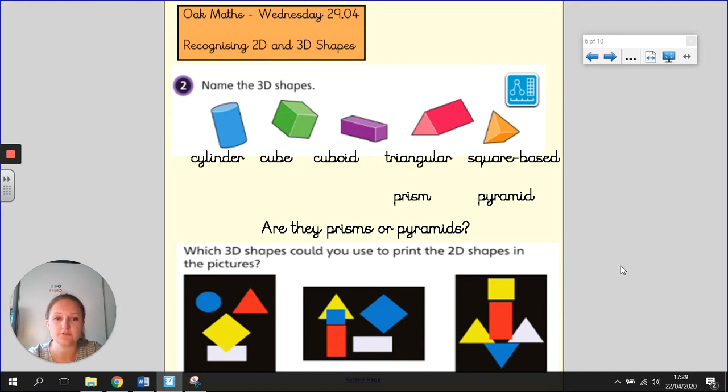Which 3D shapes could you use to print the 2D shapes in the pictures? So let's use the example of this one here. I need a circle, a triangle. What shape would you call this? Look on its side. Use your word mat to help you. Which of these shapes could I use to print these pictures? And then you can do the same for the other 2 pictures.